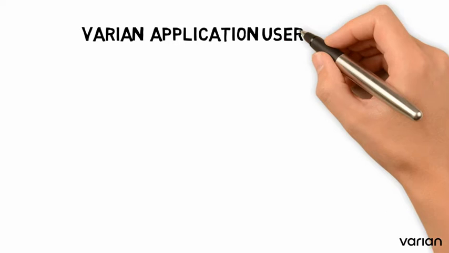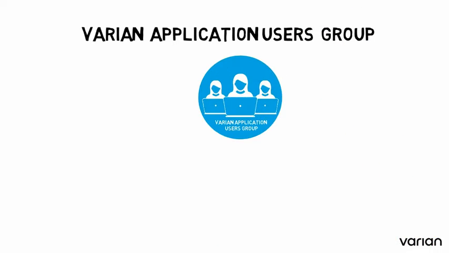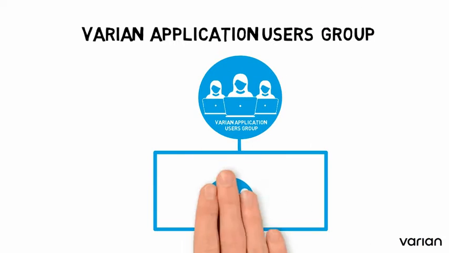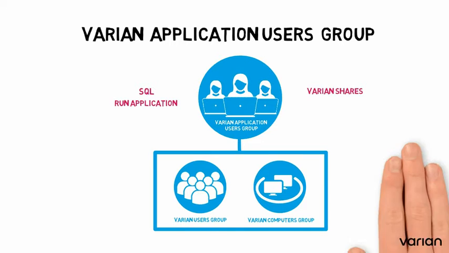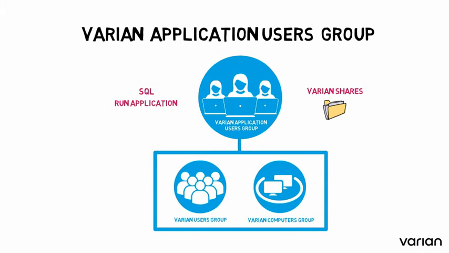The VARIAN application users group contains the VARIAN users group and the VARIAN computers group. The VARIAN application users group will be used to configure all the permissions so that both groups have access to SQL, run the application, and access VARIAN shares for images and documents.